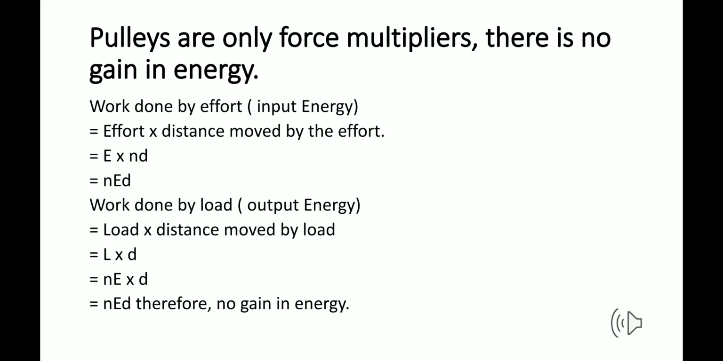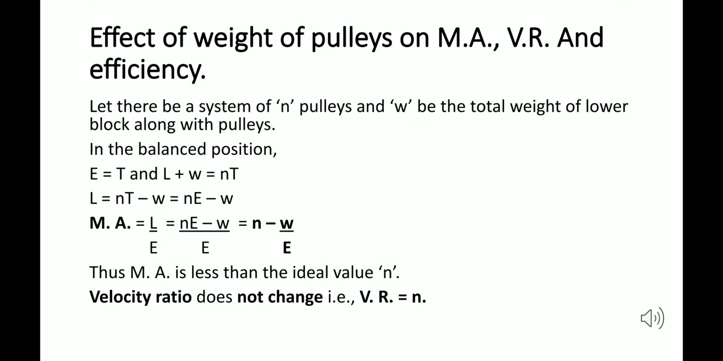Okay, so we move further. Now this one is the last part of the chapter. Here we are showing the effect of weight on the pulleys. In the fixed pulley there is no effect, but in the movable pulleys, what is the effect of the weight of the pulleys on the mechanical advantage, velocity ratio and efficiency of the machine?